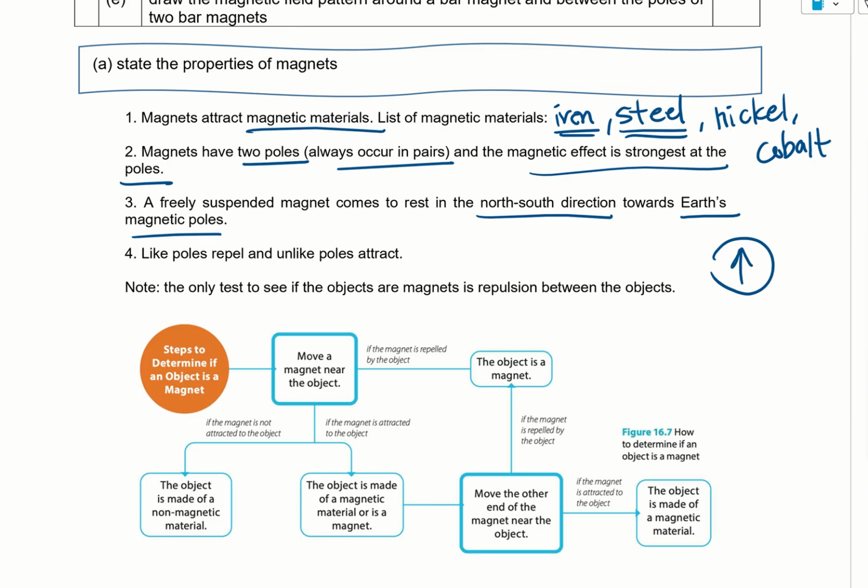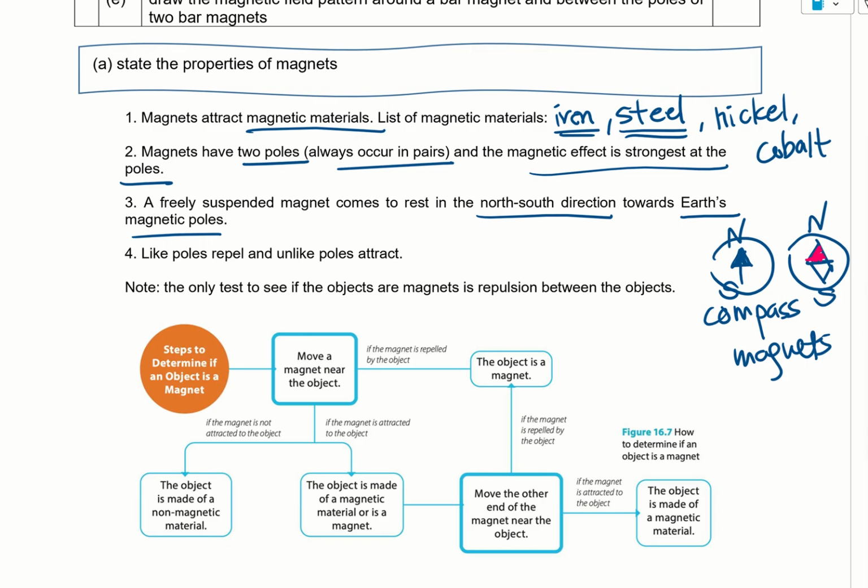Sometimes the compass may be drawn like that, and sometimes it is drawn like that with this part in red. The tip of the arrow is the North Pole, and the end of the arrow is a South Pole. Similarly, the red colored part is a North Pole, and the other part will be a South Pole.